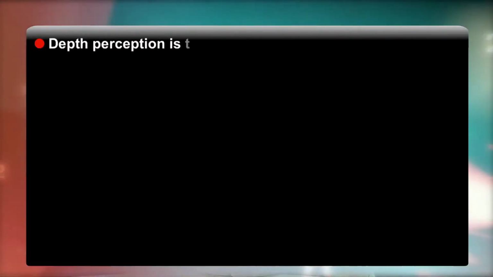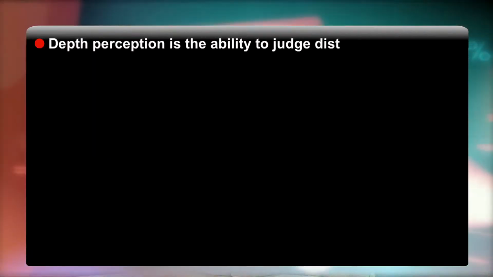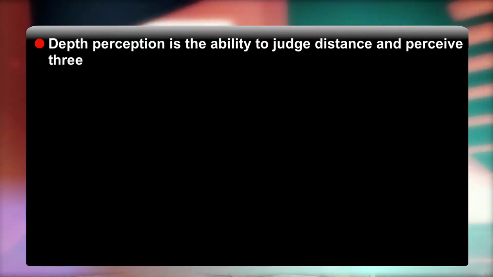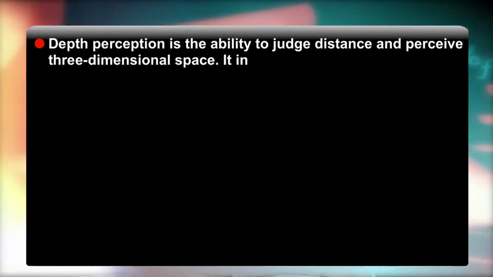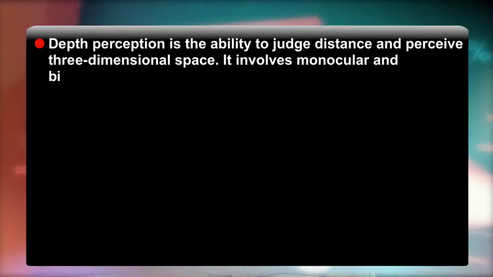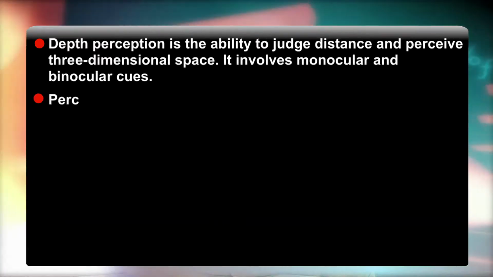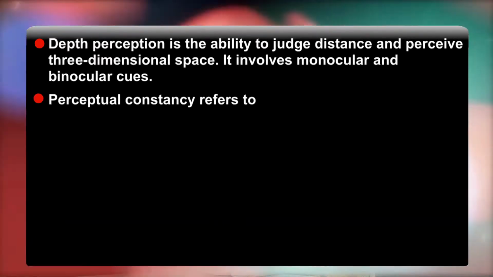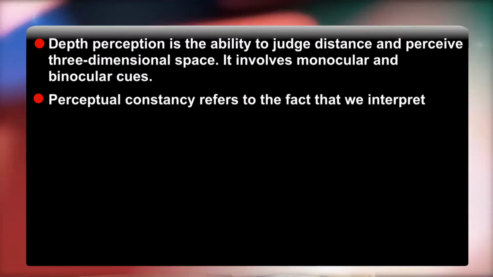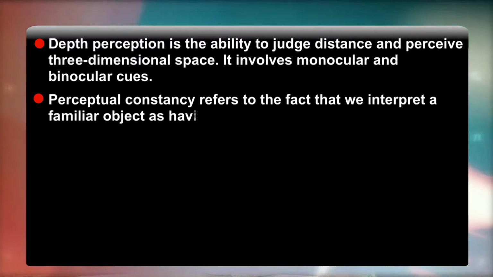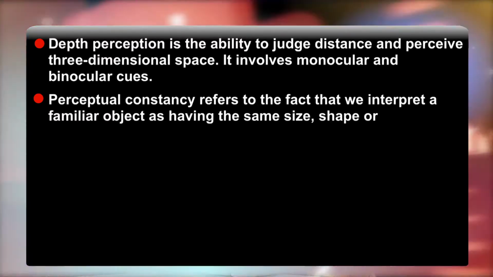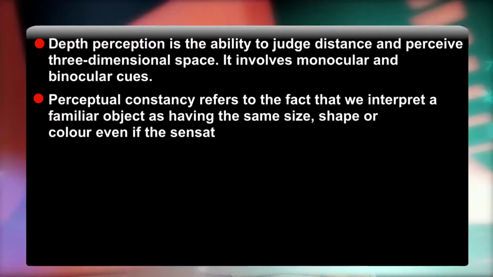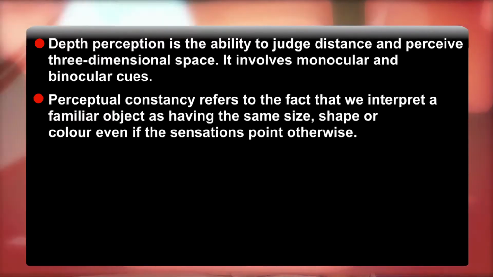Depth perception is the ability to judge distance and perceive three-dimensional space. It involves monocular and binocular cues. Perceptual constancy refers to the fact that we interpret a familiar object as having the same size, shape, or color even if the sensations point otherwise.